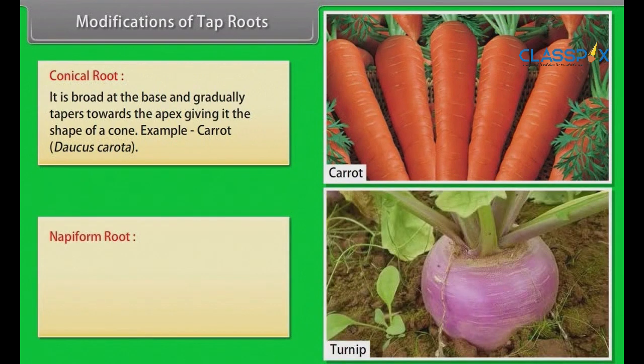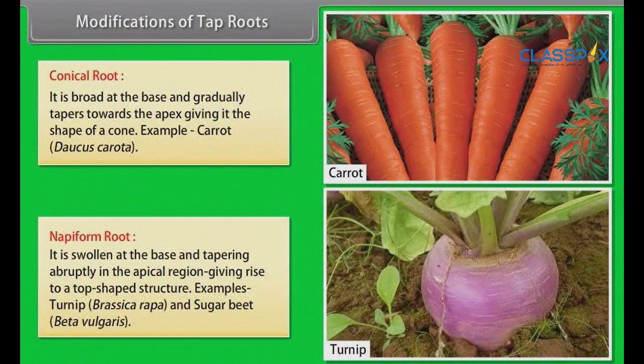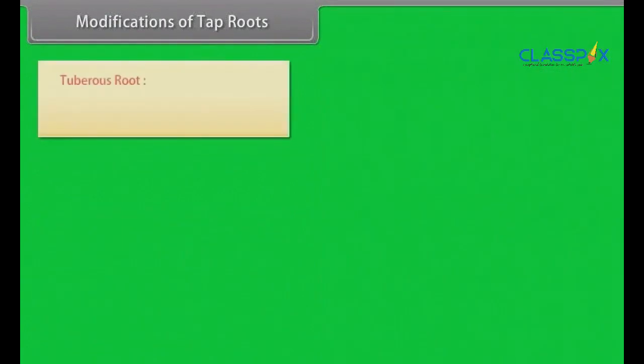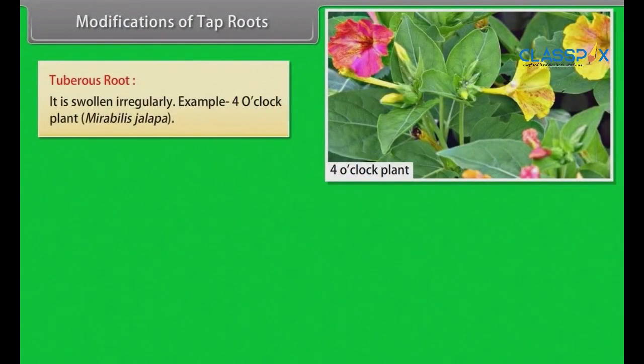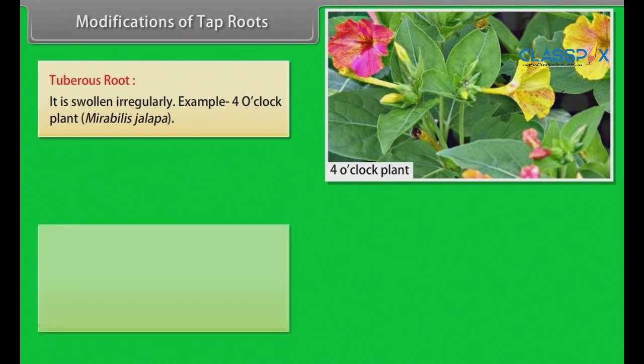Napiform root. It is swollen at the base and tapering abruptly in the apical region, giving rise to a top-shaped structure. Examples, turnip, Brassica rapa, and sugar beet, Beta vulgaris. Tuberous root. It is swollen irregularly. Example, four o'clock plant, Mirabilis jalapa.